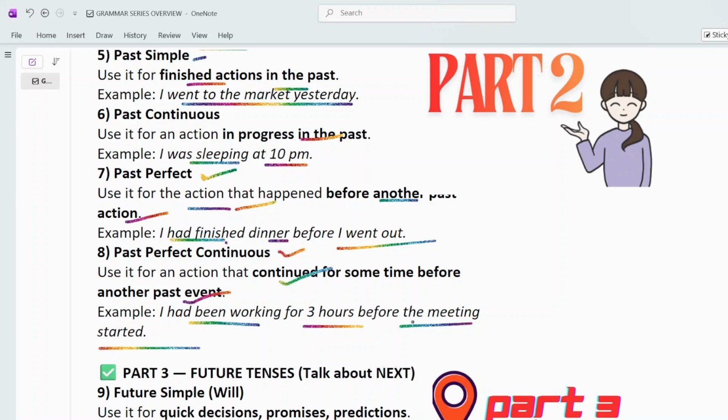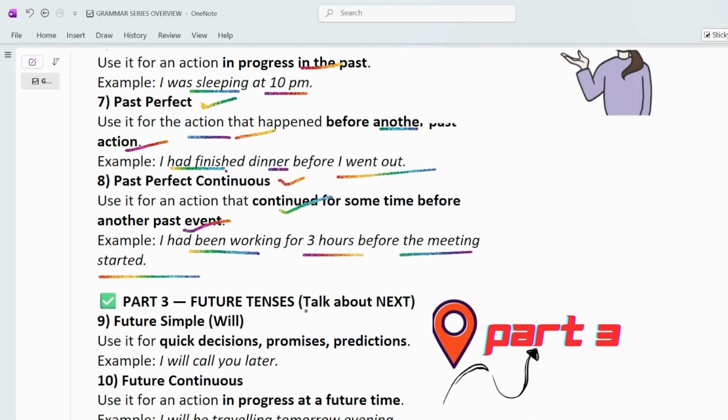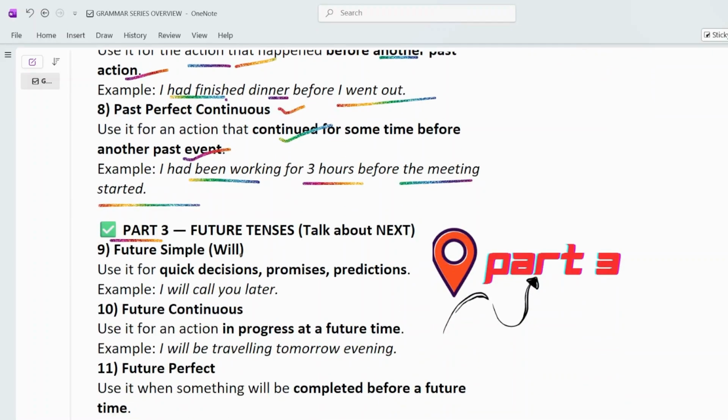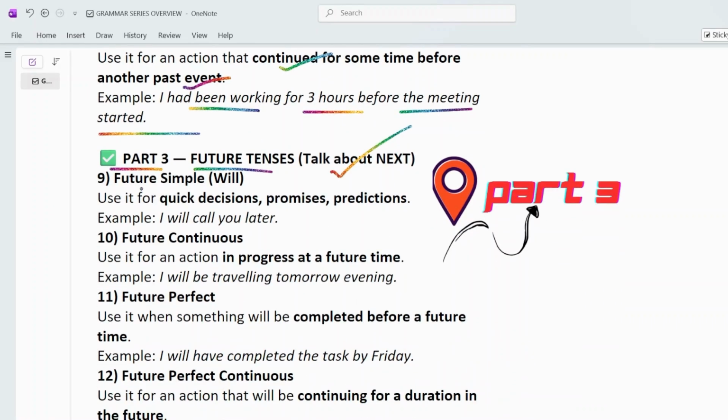Great. Quickly, let's move on to part 3 of the tenses. Now, this deals with obviously the future tenses. Okay, to help you to talk about what's next. For example, the first tense that we'll be dealing with is future simple or simple future. It's used for taking quick decisions, promises, and predictions altogether. For example, I will call you later.